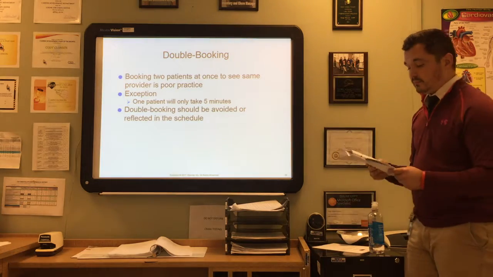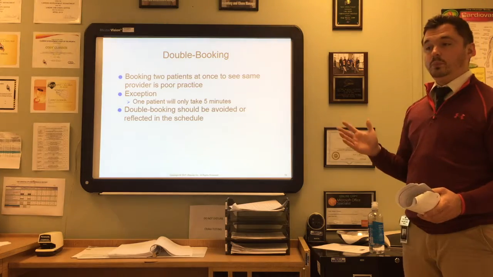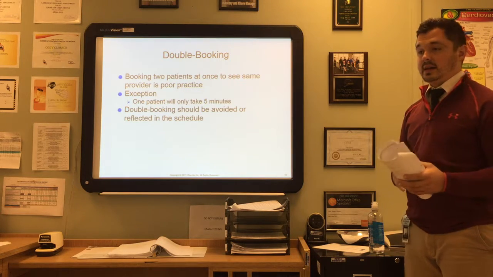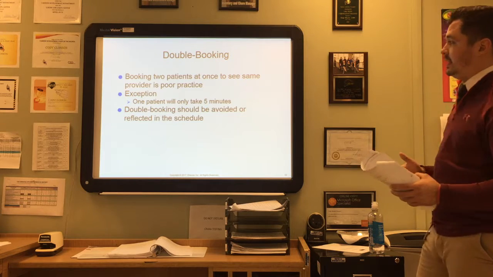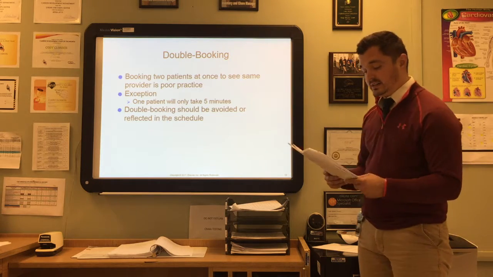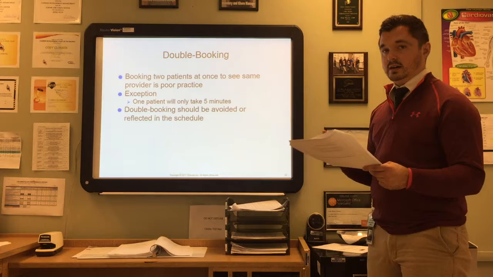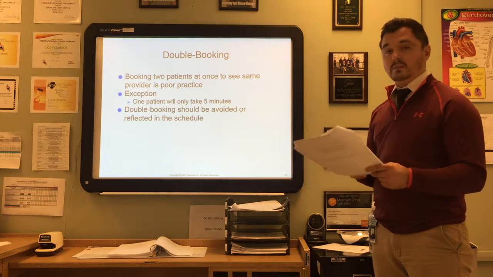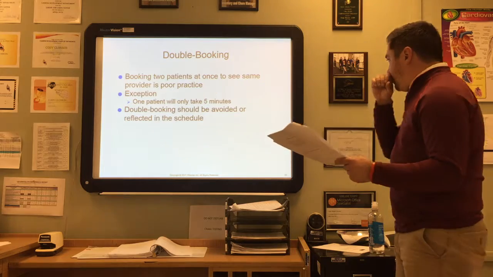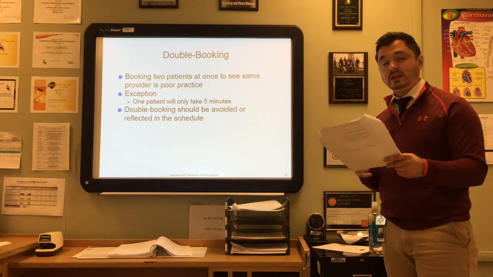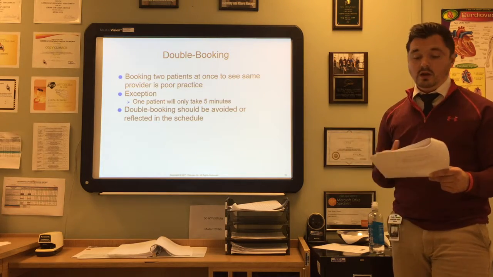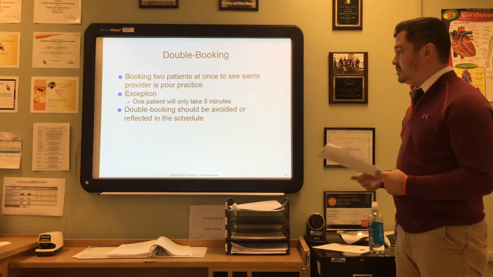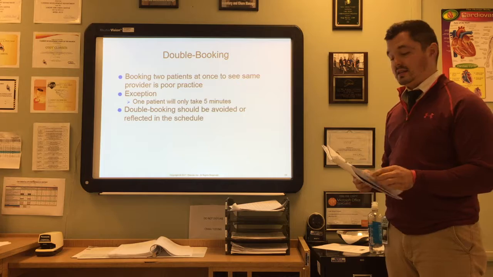Double booking. Okay, double booking is booking 2 patients at once to see the same provider, and that is poor practice, guys. Now there are a couple exceptions for that, and that could be if 1 patient will only take 5 minutes, and it is not considered double booking if a patient comes to the office to receive treatment by someone other than the provider, such as a patient receiving physical therapy or an anti-allergy injection or something like that, okay? Double booking should be avoided and should be reflected in the schedule as well.